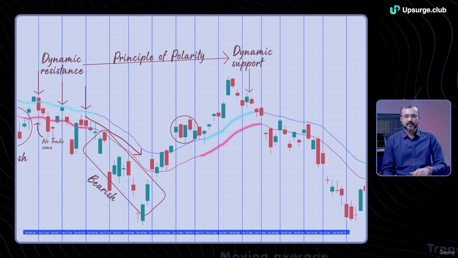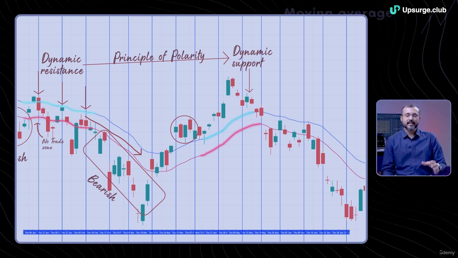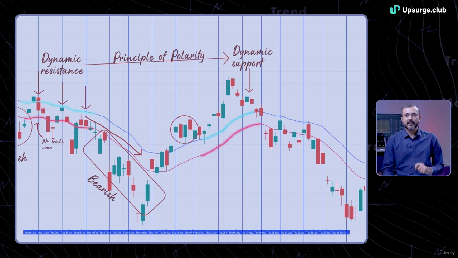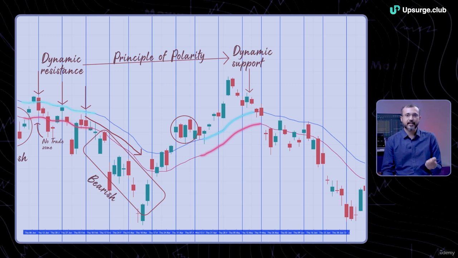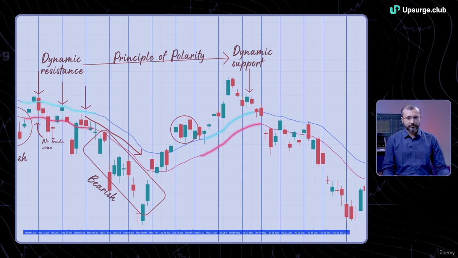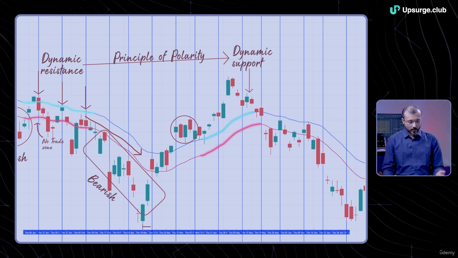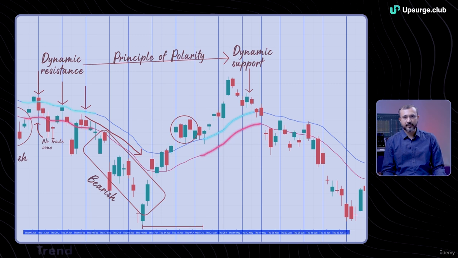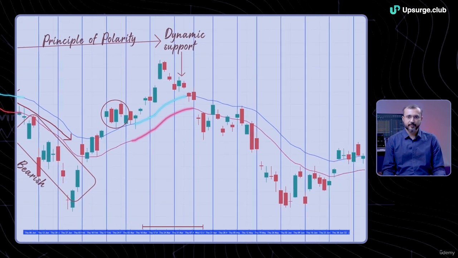So earlier resistance starting to act as support is significant information. This is giving us an idea that the trend has changed. The trend has changed from bearish to bullish. Now from 10th of March till 7th, or maybe till 13th of April, price was trading above the moving average. So the trend was bullish.